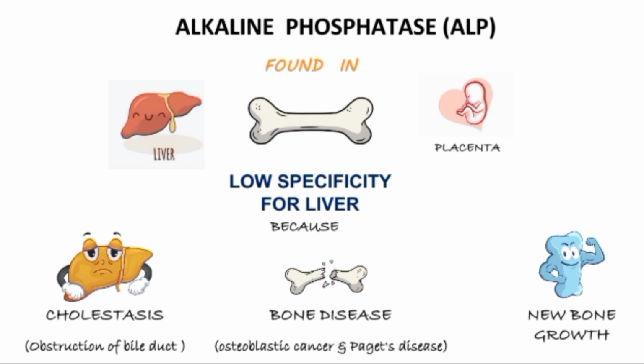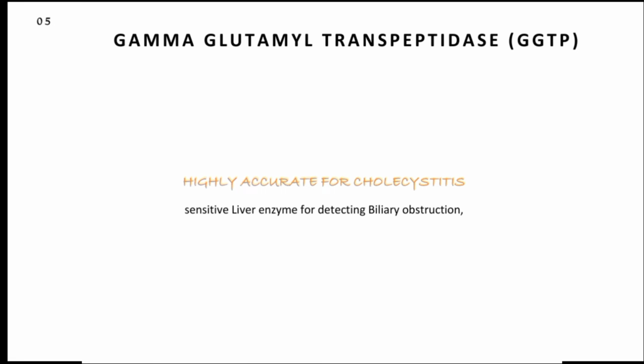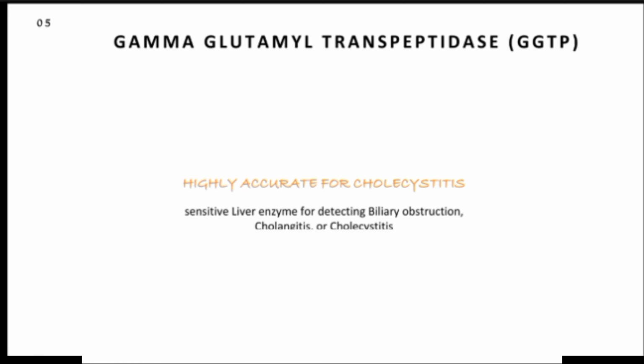Because of these uncertainties, another test is performed called GGTP, gamma glutamyl transpeptidase. This test is highly accurate in indicating cholestasis. It is the most sensitive liver enzyme for detecting biliary obstruction, such as cholangitis or cholecystitis.